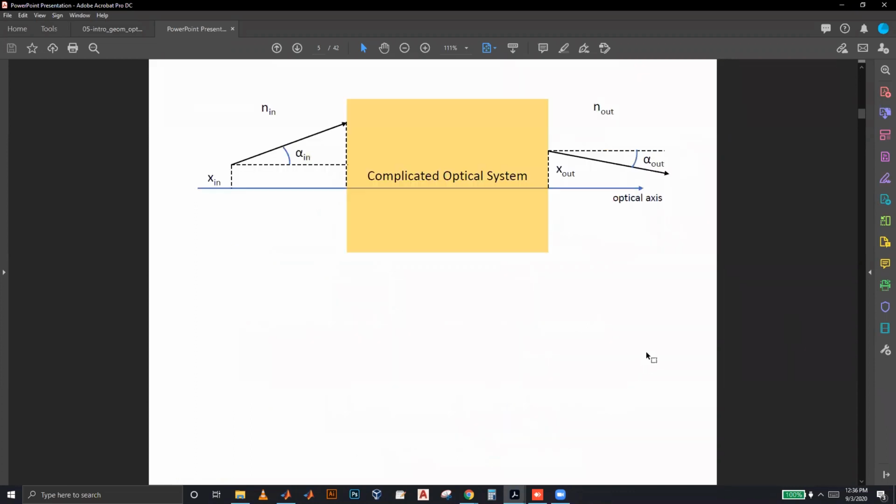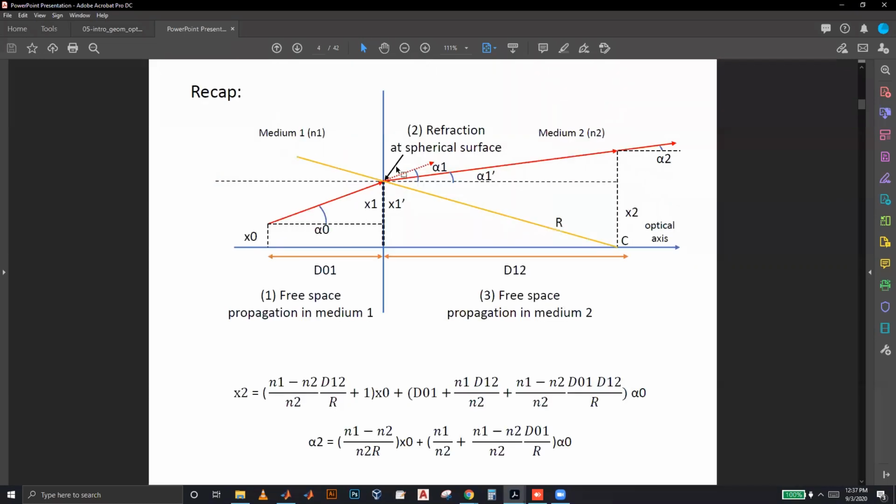All right, so now here's the thing, we did go through a fair bit of complicated geometry to analyze just a simple case where a ray was suffering refraction at a spherical surface after some propagation and then propagating a little bit more.